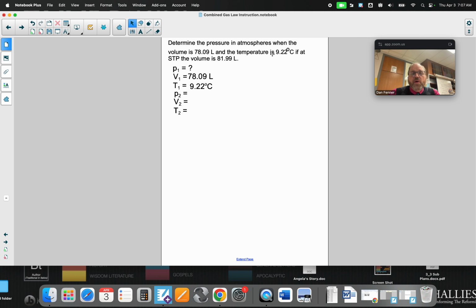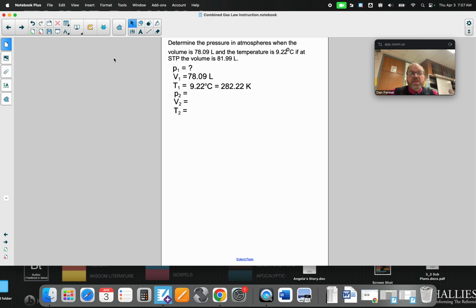78.09 liters is the volume. Temperature is 9.22 degrees Celsius. Got to change it. Add 273. We get 282.22 Kelvin. All right, how about P2? Well, it says STP. Go back to that list we did when we talked about the gas laws, all the equalities.